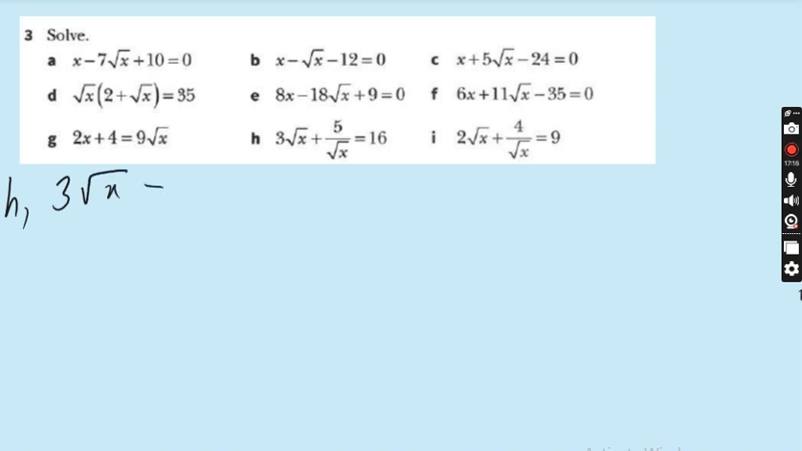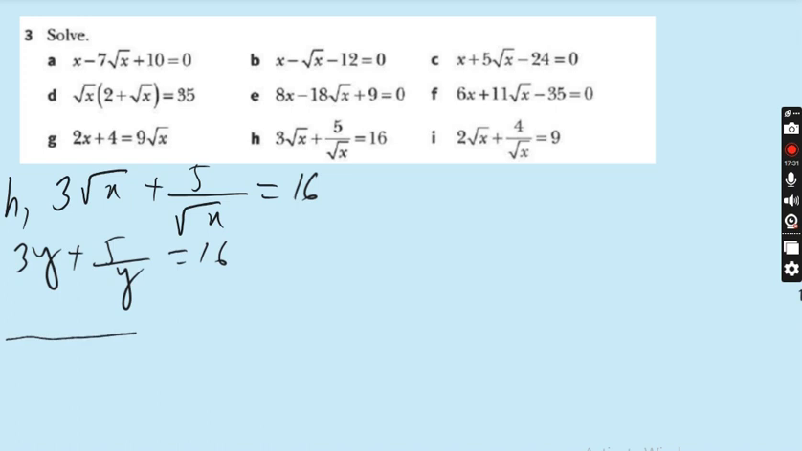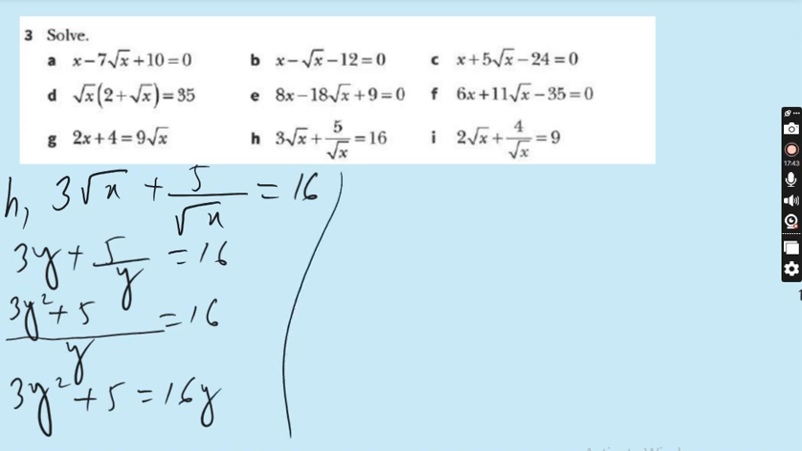3 root x plus 5 upon root x is equal to 16. Let y equal root x, so 3y plus 5 upon y is equal to 16. Taking y's LCM, 3y square plus 5 is equal to 16y. So 3y square minus 16y plus 5 is equal to 0.